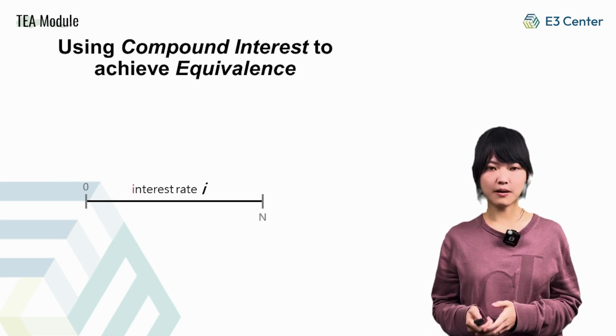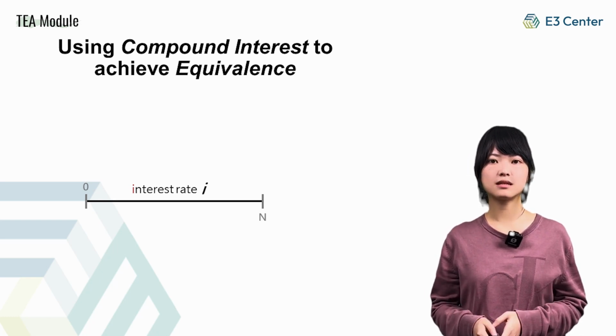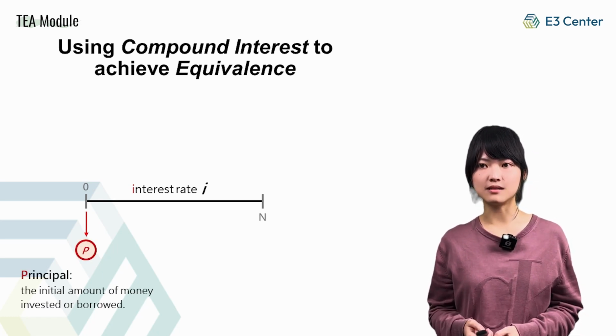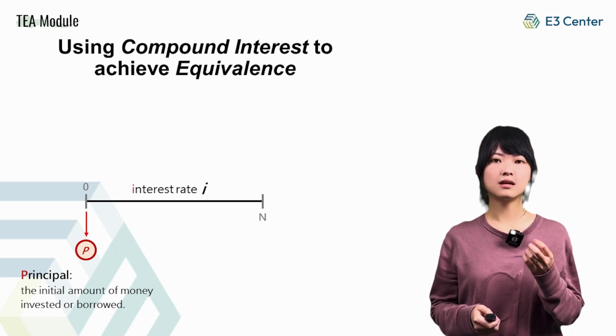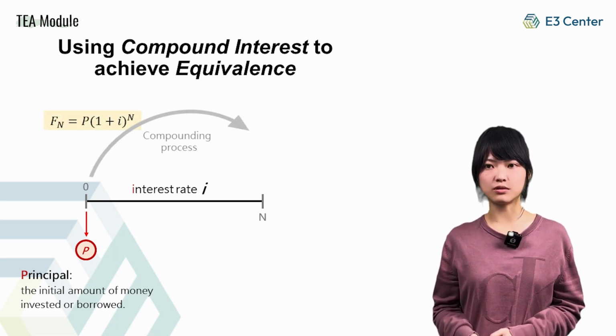Let's see how compound interest can be used to achieve economic equivalence. Imagine you invest a sum of money, let's call it the principal, often denoted as P. Over time, this amount grows due to the interest.